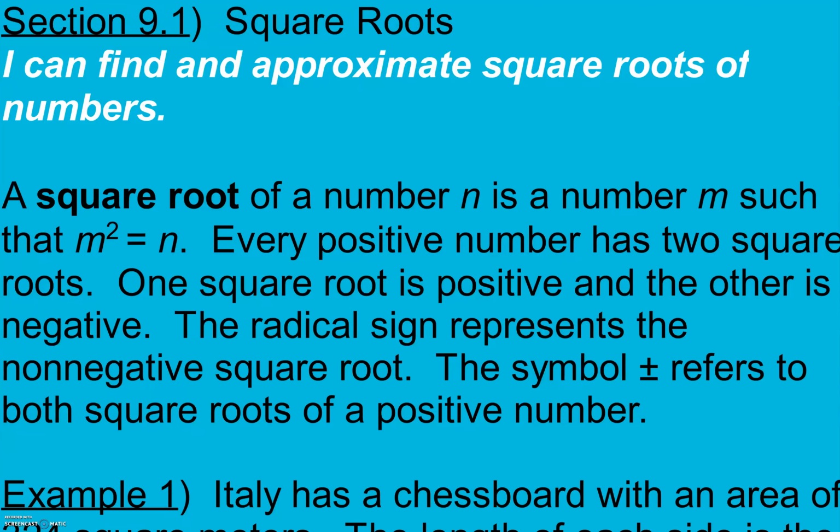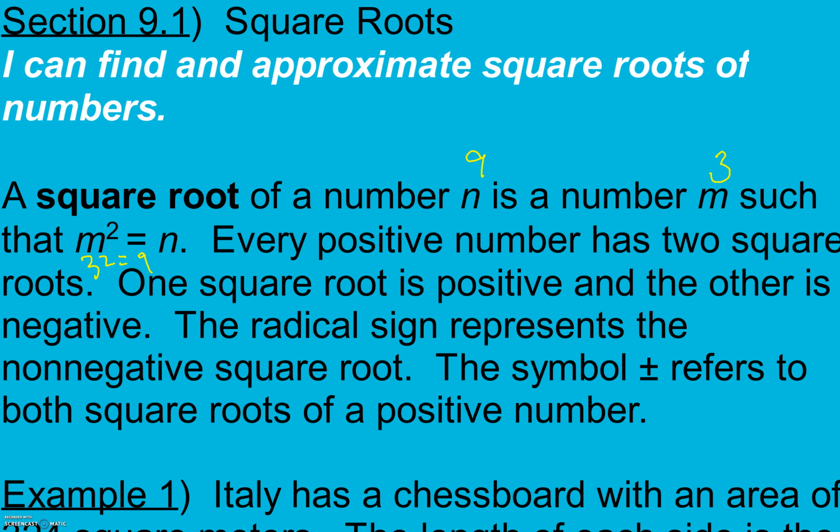Section 9.1 is square roots. I can find and approximate square roots of numbers. A square root of a number n is a number m such that m squared equals n. What they're saying is the square root of a number like 9 is a number such as 3, because 3 squared equals 9.